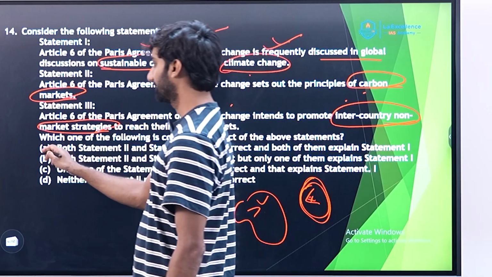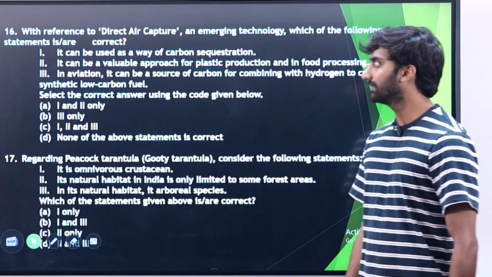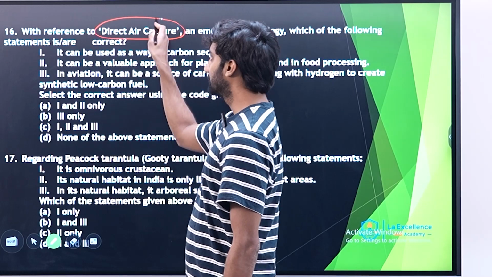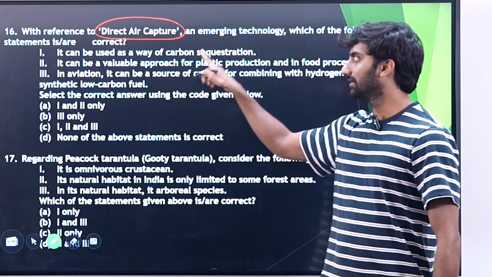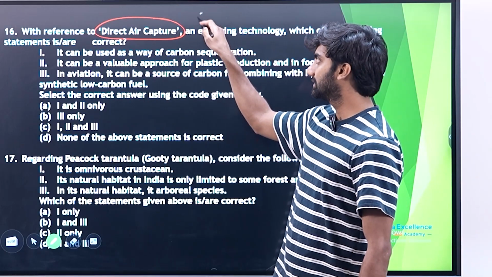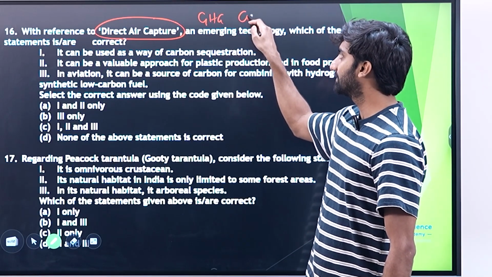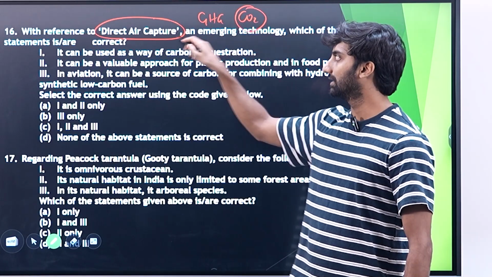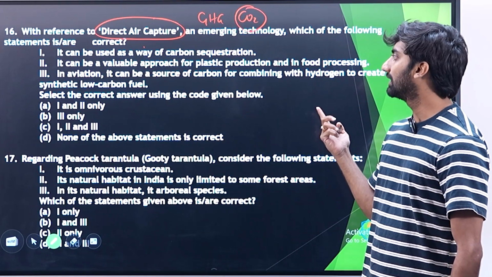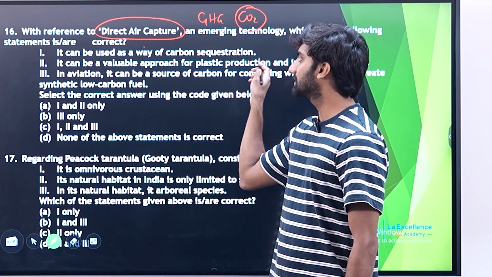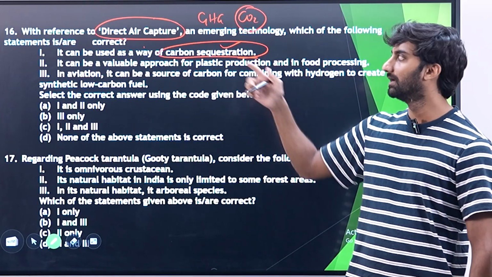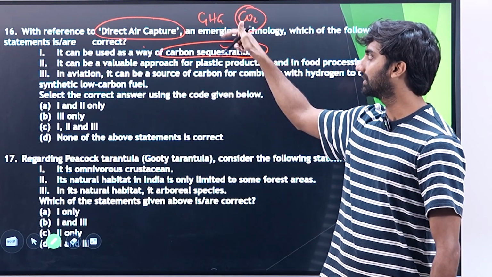So 14A. Then we have question 16 with reference to direct air capture. Directly using some technology, we are capturing air, and within this air we are mostly trying to capture carbon dioxide. GHG emissions, global warming and climate change are mainly because of carbon dioxide, so we are trying to capture carbon. He is asking which of the following are correct. First, it can be used as a way of carbon sequestration. Sequestration is absorption of carbon. Through air capture, we are absorbing carbon dioxide.